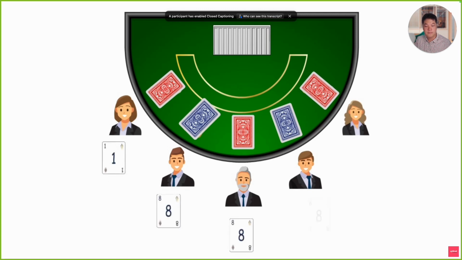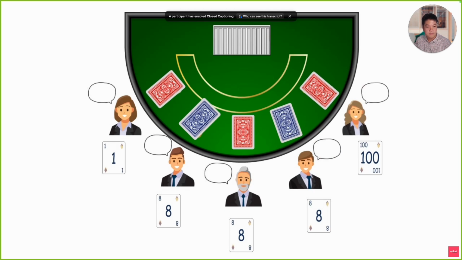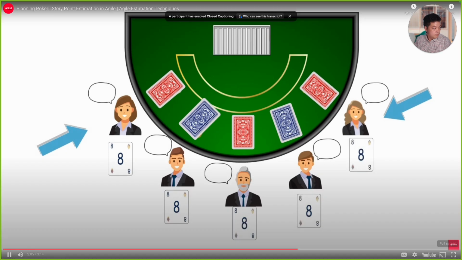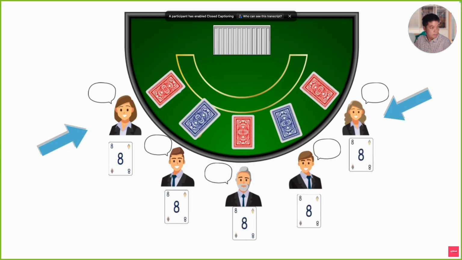When they are done with discussing the features, each estimator privately selects one card to represent his or her estimate. All cards are then revealed at the same time. If the value selected by all the estimators is the same, then that value becomes the estimate for the story. If not, then all estimators discuss their estimates further. The estimators who selected the highest and lowest value should especially share their reasons. After further discussion, each estimator reselects an estimate card, and all cards are again revealed at the same time. This process continues until the consensus of all the estimators is achieved.